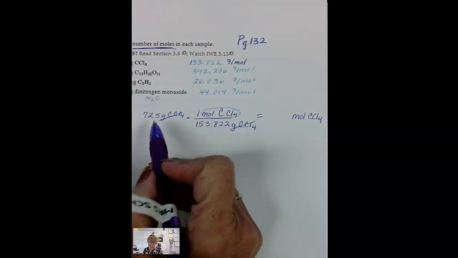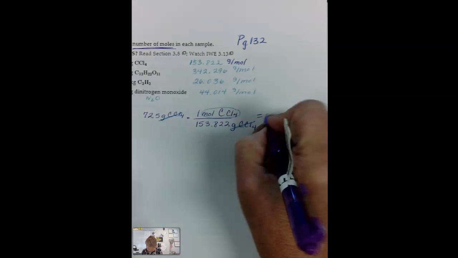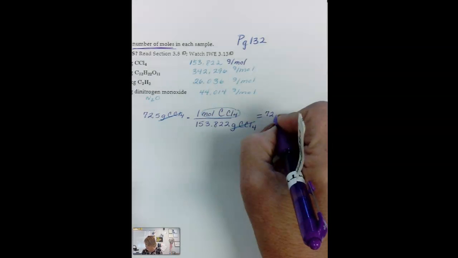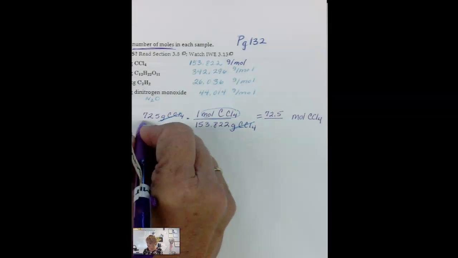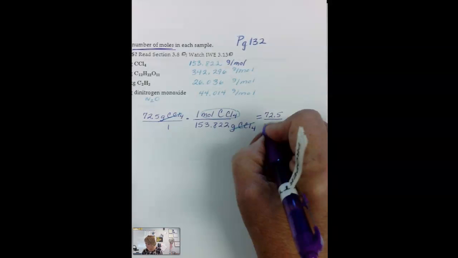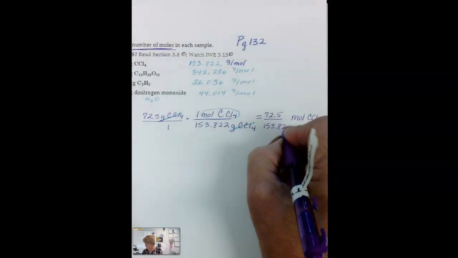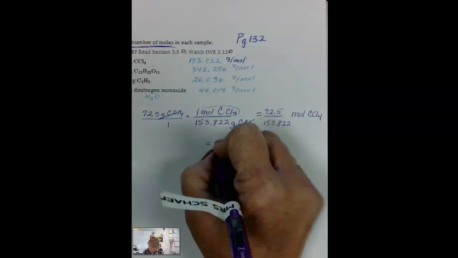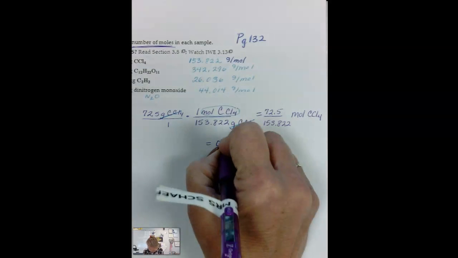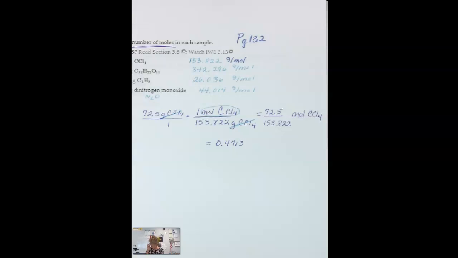You would multiply across your numerator, multiply across your denominator. I'll go ahead and write that in. So 72.5 times 1 is 72.5. And for this 153.822, if you wanted to, you could put a 1 here. Now I'm going to just divide that out. So 72.5 divided by 153.822. And that value is 0.4713. Now I'll go ahead and write those all out.